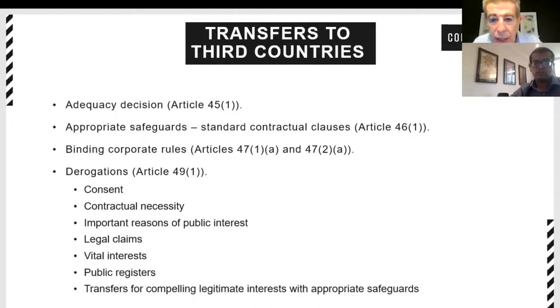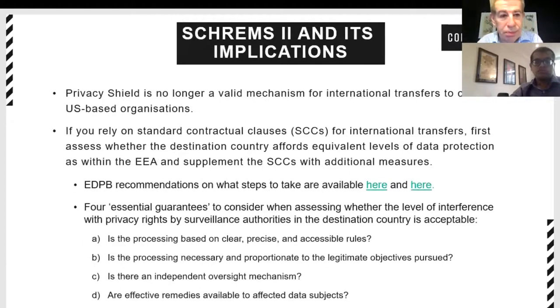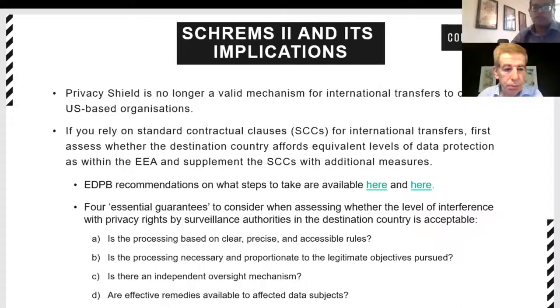So I think that completes me on that part, and I'm going to hand you over to Raj, who's going to talk about Schrems II. Thanks, Howard. So how the GDPR regulates international transfers received a fair amount of press coverage this summer in a case which Howard said is called Schrems II, and that reached the European Court of Justice.